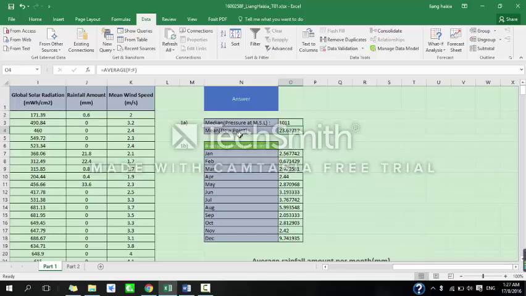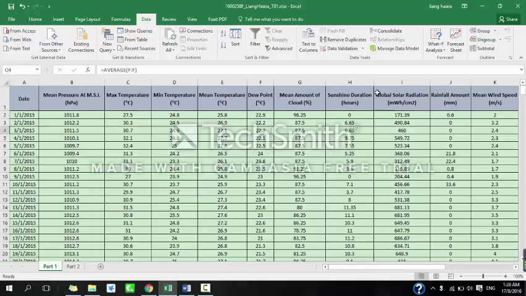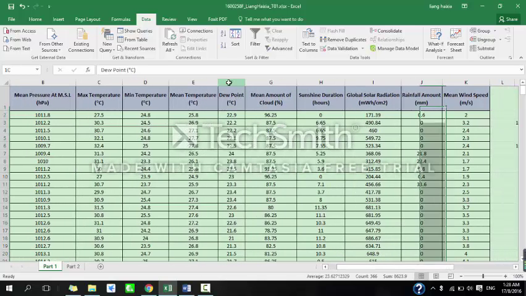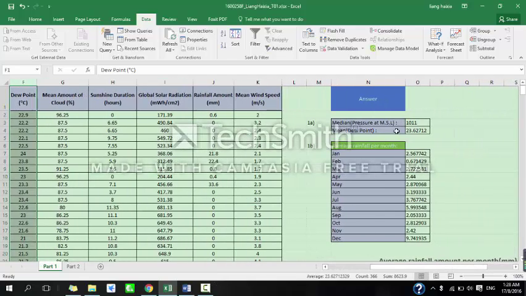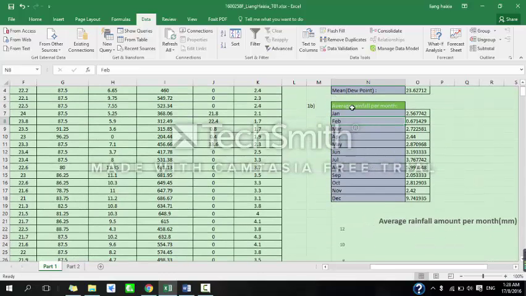Next, we find the mean of dew point. By mean we use equal AVERAGE, and then we find the dew point, everything from F, and the data will be 23.627. Then we need to find the average rainfall per month. We use equal AVERAGE and put in the data from 1st January to 31st January, and for February we use 1st Feb to 28th Feb, and the rest go the same way to calculate the average rainfall using equal AVERAGE.